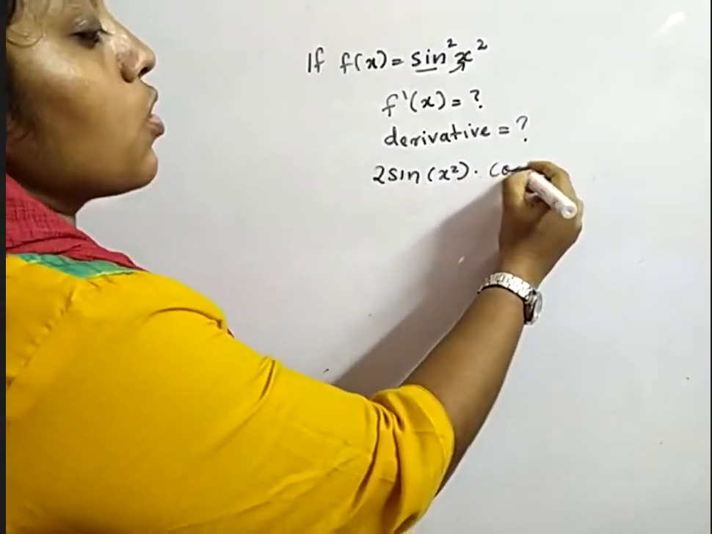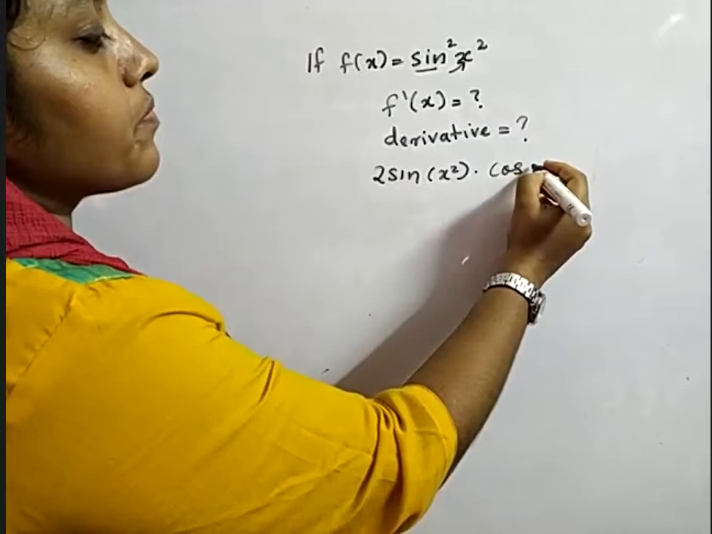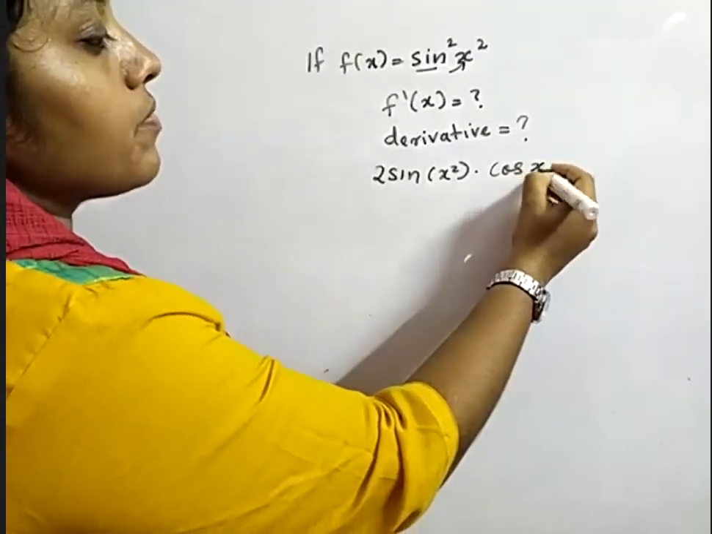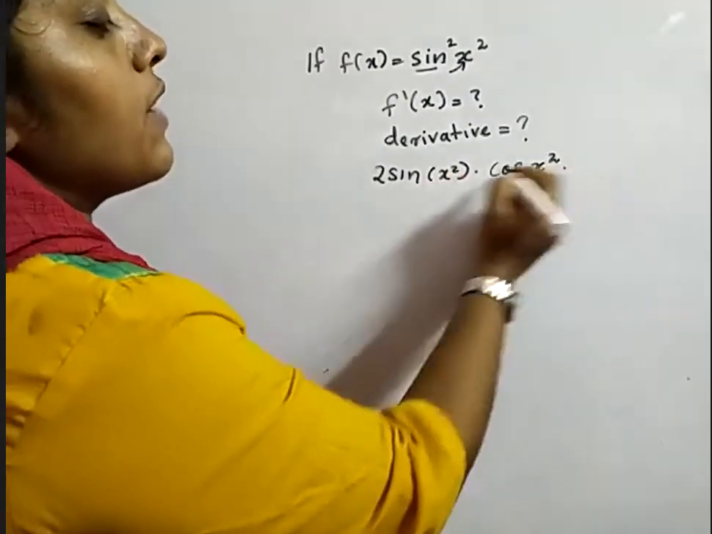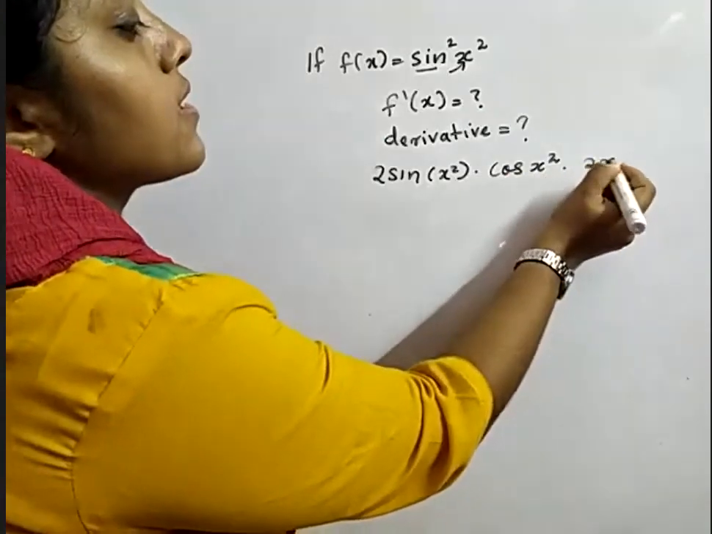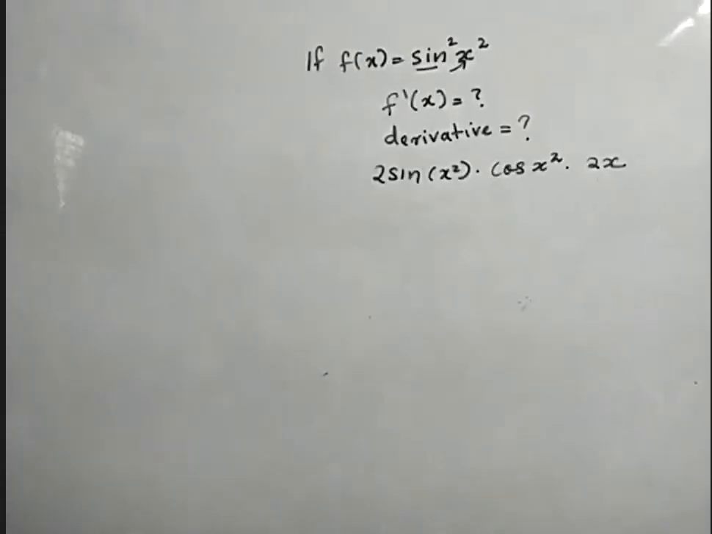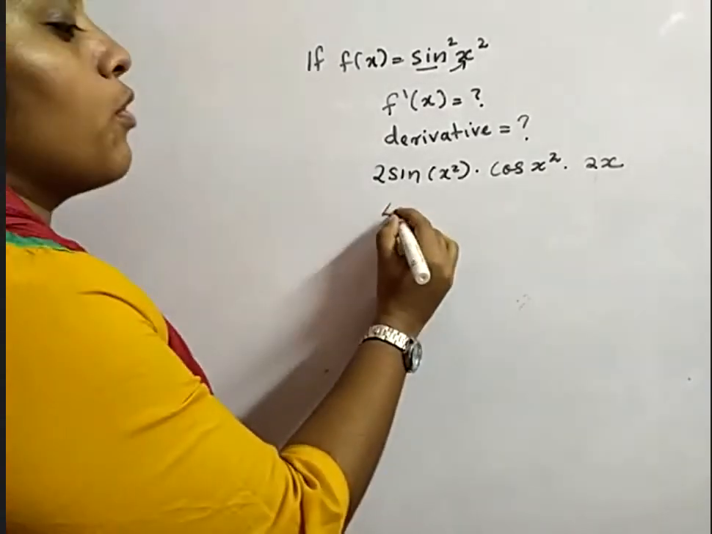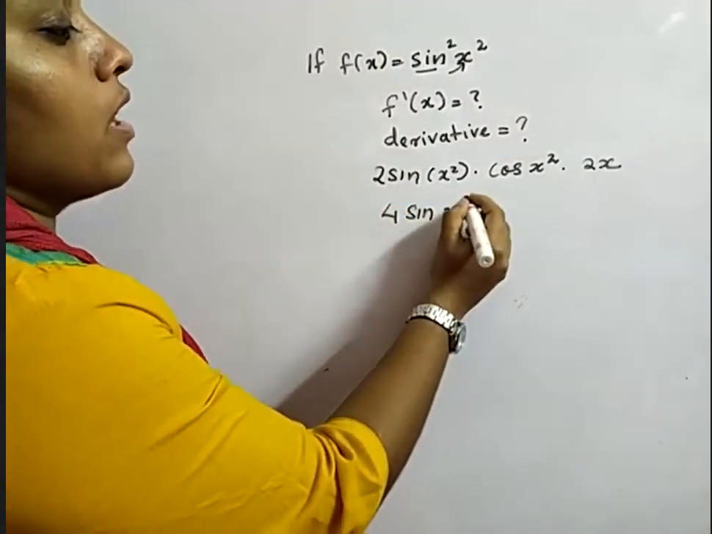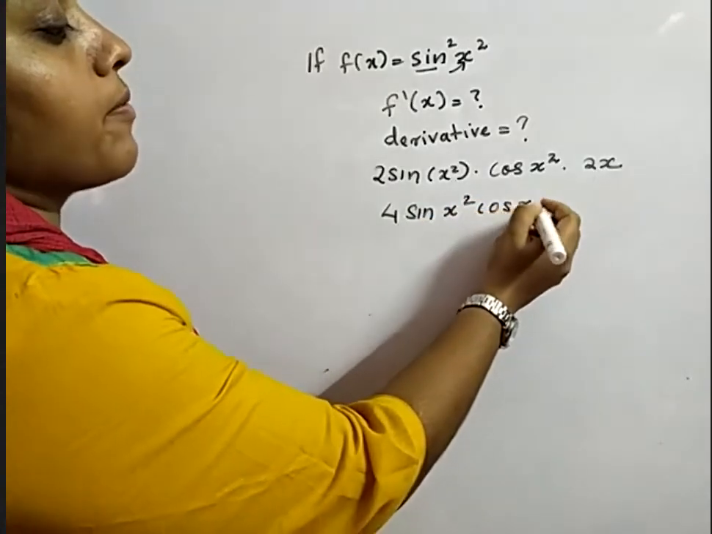That is cos x square into derivative of x square, 2x. Isn't it? So it will become 4 sine x square cos x square.